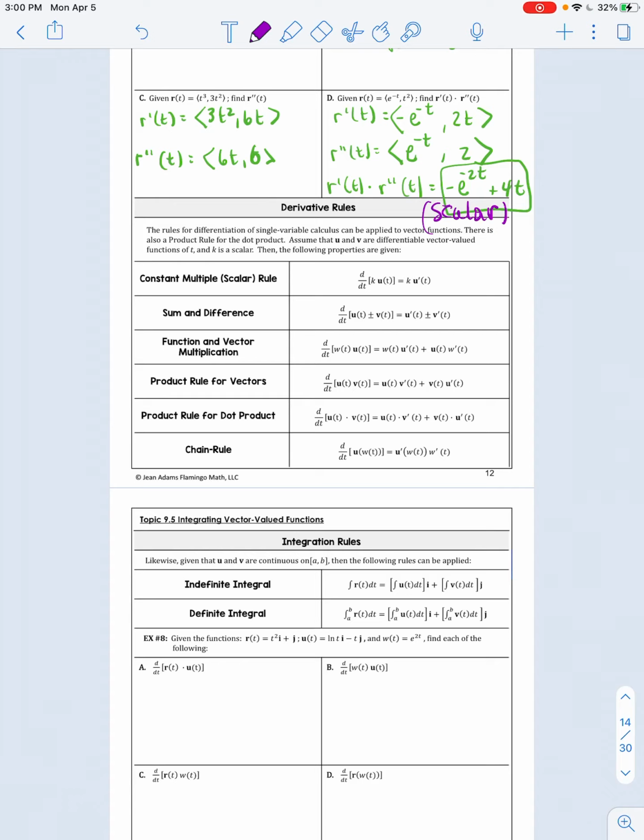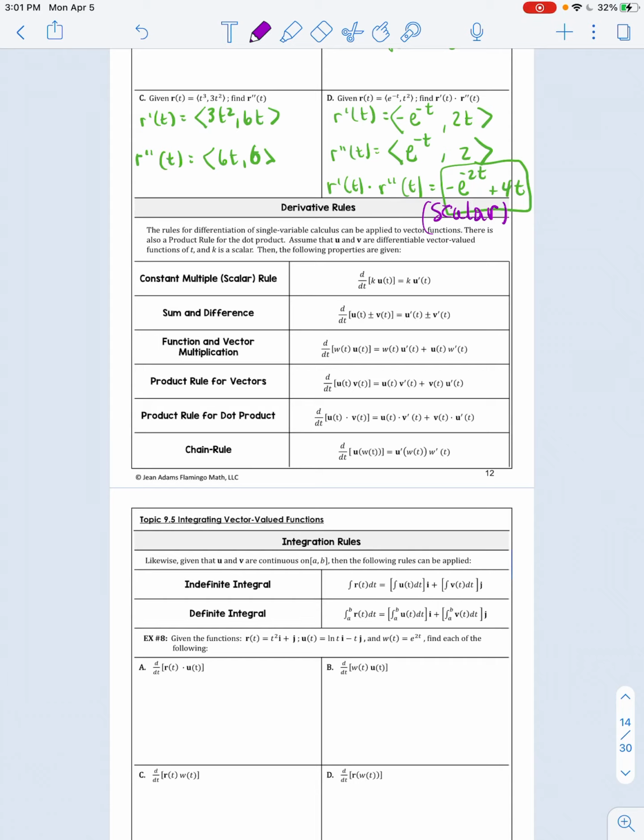If I had the sum or difference of two vector valued functions, it's just going to be the derivative of the first plus or minus the derivative of the second. If I want to take the derivative of a regular function times a vector valued function, it will be the regular function w of t times the derivative of the vector valued function u, plus the vector valued function u of t times w prime of t.